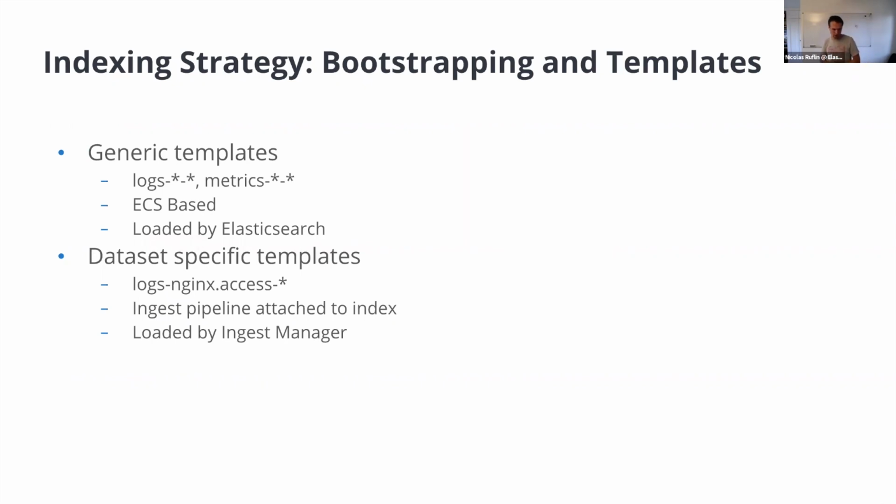So with 7.9, Elasticsearch ships with 2 basic templates for logs and metrics. So you're not going to have the bootstrap problem anymore. Oh, I shipped data before the template was loaded. A very basic template that makes sure the basic ECS fields, ECS stands for Elastic Common Schema, are there, like the message field, the add timestamp field, and they're directly loaded by Elasticsearch. So there's no way they're going to be missing.